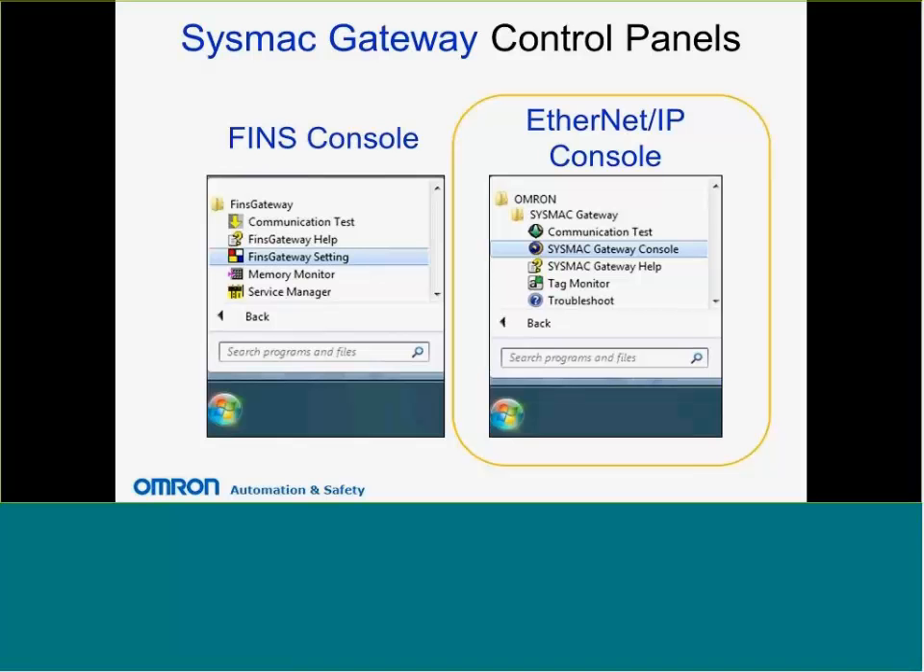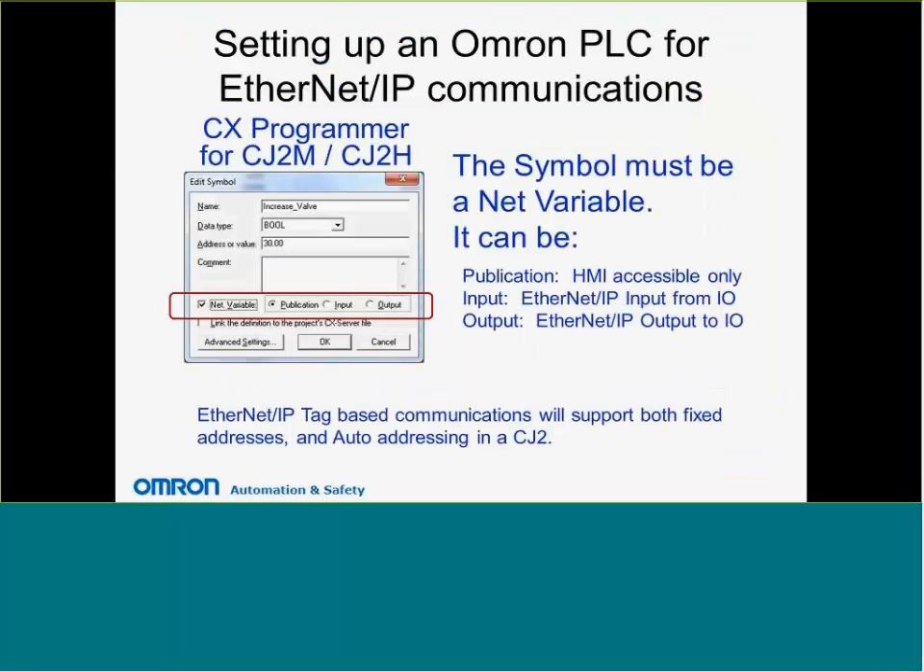Now we're going to branch over and look at Ethernet IP as a protocol and how SYSMAC Gateway addresses Ethernet IP. Again, we're going to take a step back and look at the configuration in the PLC. And we're going to take a look first at a CJ2M or a CJ2H PLC, which do support communications by Ethernet IP by tag name.